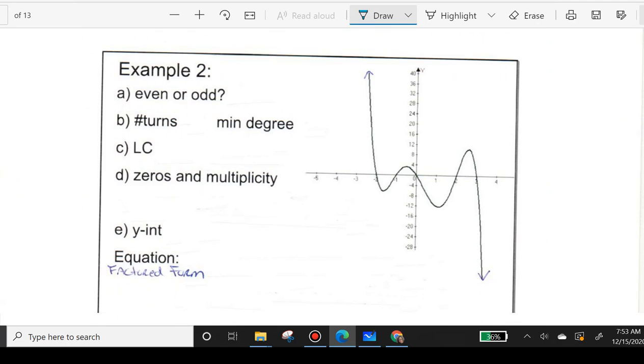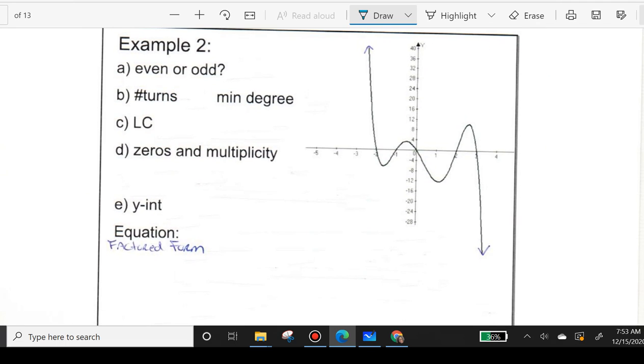All right, and this will be our last example here. For example 2, even or odd. Based on the end behavior, you should acknowledge that this is odd. It's going in different directions. Different directions is odd. The number of turns, 1, 2, 3, 4 turns. So that means our minimal degree, since we add 1, it's the number of turns plus 1. It's going to be 5.